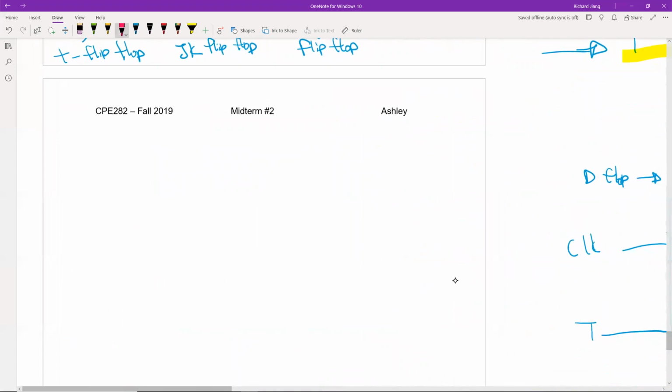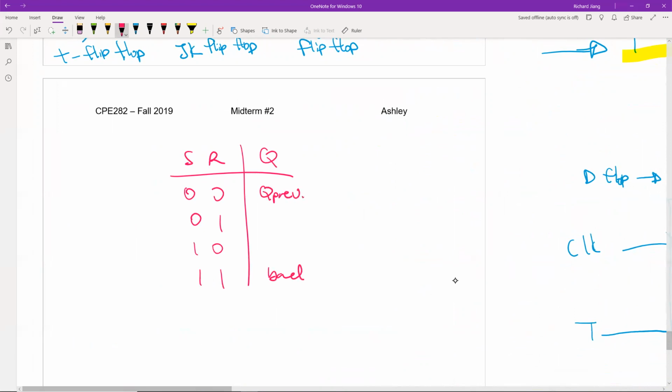So again, SR latch looks like this. 0, 0, 0, 1, 1, 0, 1, 1. This is the bad one. This is the Q prev. And then this is what we want Q to be 0. This one we want Q to be 1. Now let's compare that to the DQ flip-flop. Sorry, D latch. D latch is very simple, so I'm not going to write it out.